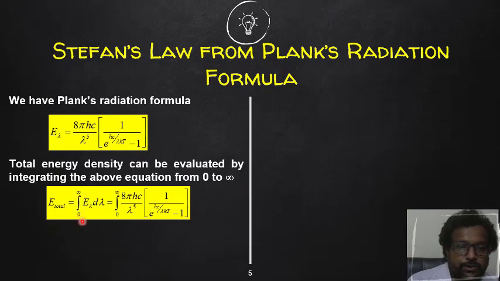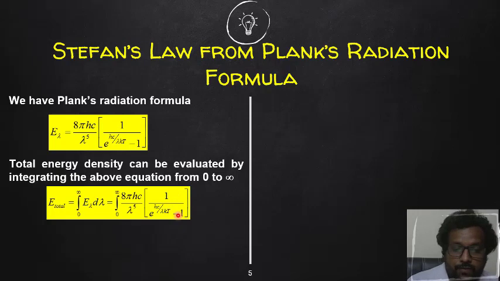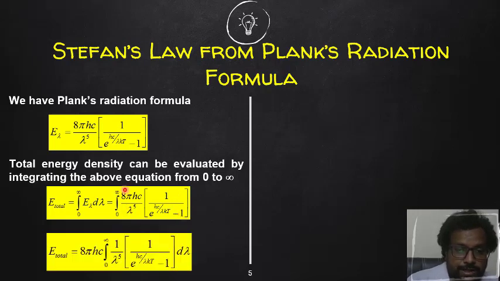Therefore, E_total = ∫ from 0 to ∞ of E_λ dλ = ∫ from 0 to ∞ of 8πhc / (λ^5 (e^(hc/λkT) − 1)) dλ. You can take 8πhc common, and you are left with the integral from 0 to ∞ of 1/λ^5 × 1/(e^(hc/λkT) − 1) dλ. Let us label this as equation 1.